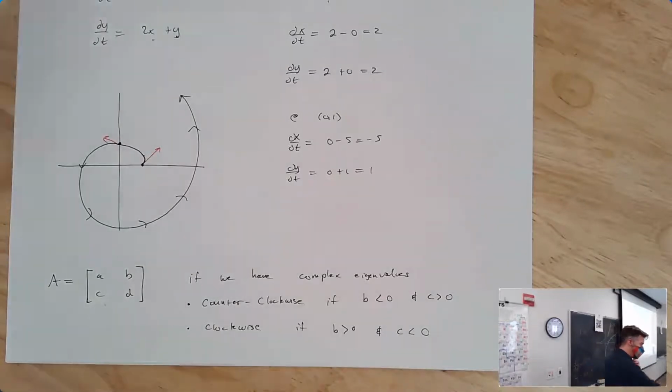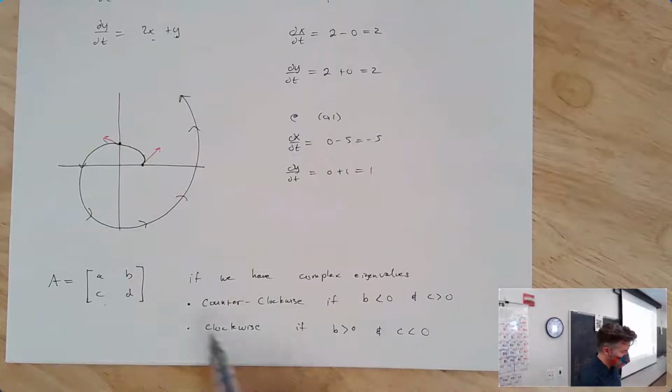Honestly, literally what I did when I was teaching this the first time is I Googled, how do you tell if a matrix has a spiral that's clockwise or counterclockwise? And this is one of the things I found. I don't think it's actually in the textbook anywhere, but it's a nice way of being able to.